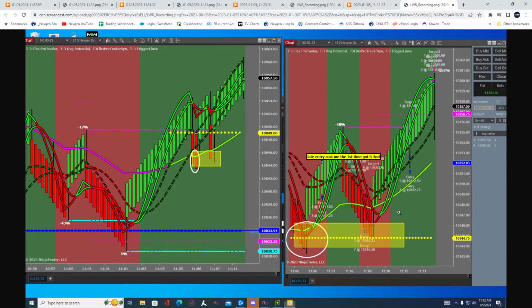Ed, this is your other one. Let's take a look. So NASDAQ 13.2. Late entry cost me the first time. Second time you got it. All right.